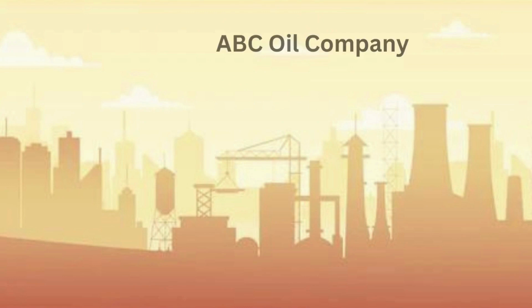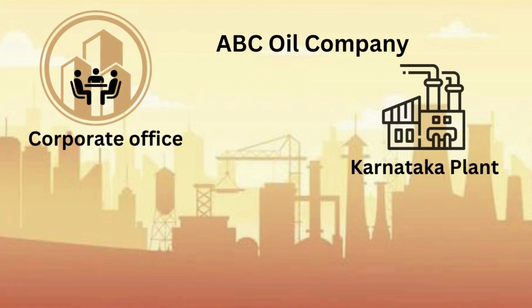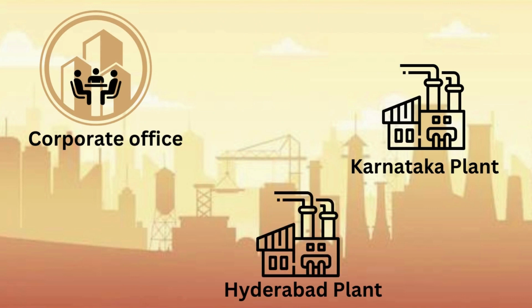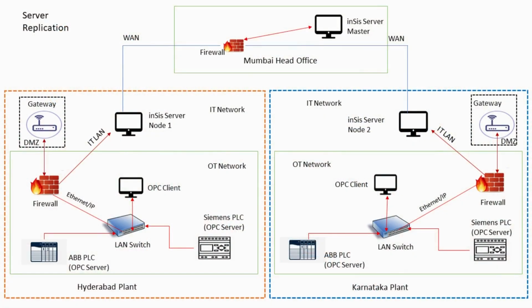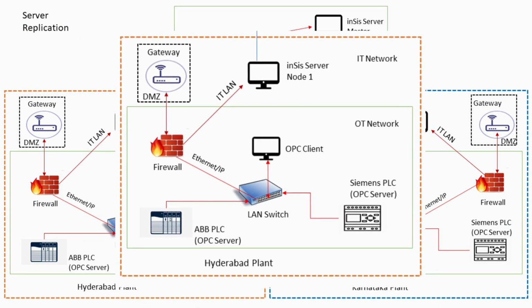For example, let's see a use case. Suppose I have an oil and gas company named ABC Oil Company. I have two units, one in Karnataka and one in Hyderabad. My headquarters are located in Mumbai. Now, if I want to see both the units' data, such as unique tags, history, and views in headquarters, in that case, the replication concept will be more useful.